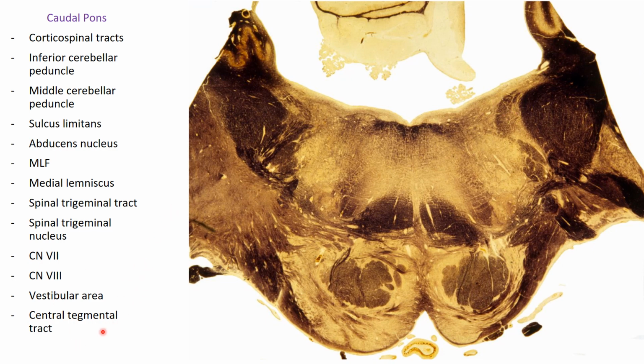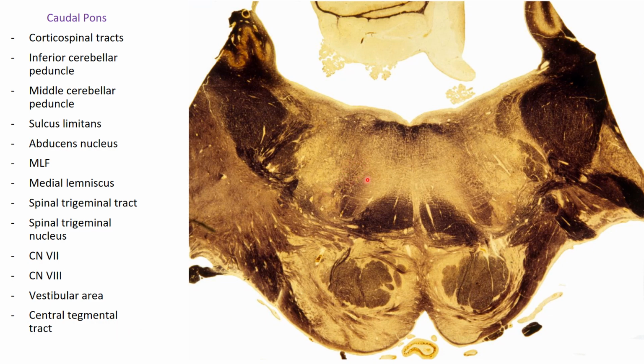And lastly, I want to point out the central tegmental tract. So again, remember the central tegmental tract is the fibers that are communicating from the superior red nucleus down to the inferior olivary nucleus. So in this particular view, the central tegmental tract is located right here in this region here.